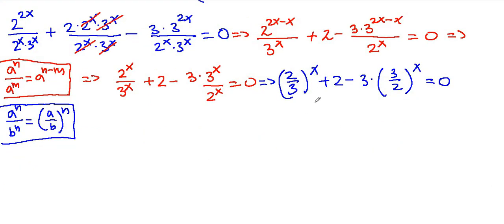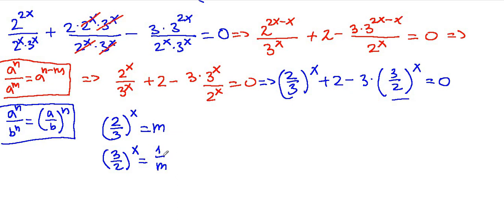Here, to easily solve the last equation, let's set 2 over 3 to the power of x equal to m. Then therefore 3 over 2 to the power of x is equal to 1 over m. Let me show how I got 1 over m, because we know that I can invert 3 over 2 to the power of x as follows, 2 over 3 to the power of minus x, right?